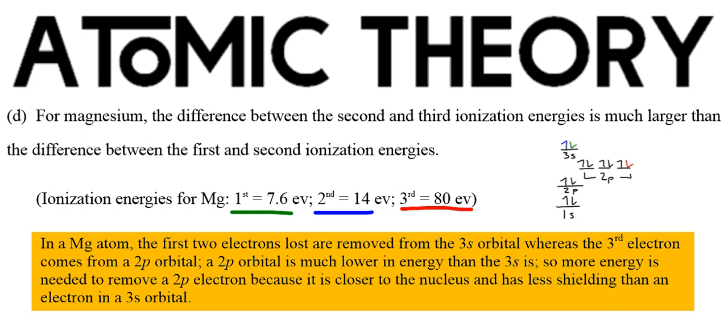So the answer I gave is, in a magnesium atom, the first 2 electrons lost are removed from the 3s orbital, whereas the third electron comes from the 2p orbital. A 2p orbital is much lower in energy than the 3s is. So more energy is needed to remove a 2p electron because it is closer to the nucleus and has less shielding than an electron in a 3s orbital.